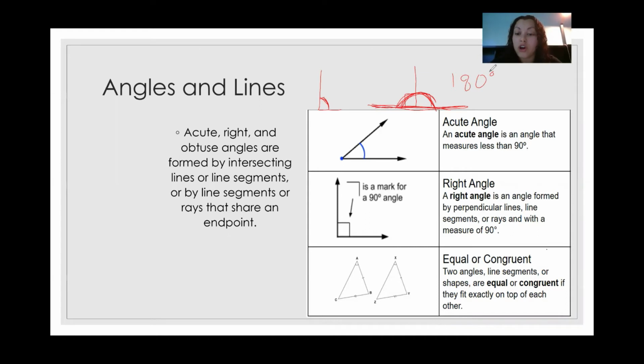Another term that we're going to talk about is the term equal or congruent. So two angles, line segments, or shapes that are equal or congruent, that means that they fit exactly on top of each other. So that means that the angles are the same size. That means that the lines are the same length. So as you can see in this image, these two lines indicate that these are congruent. So they're an exact match for each other.